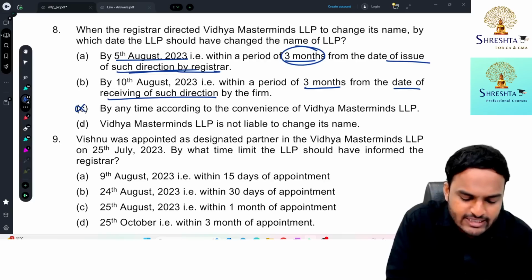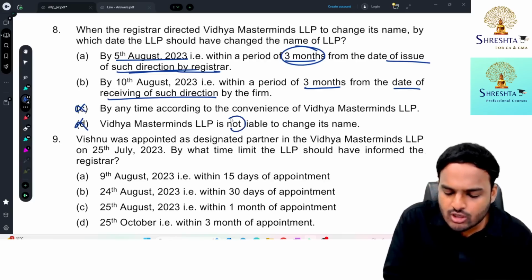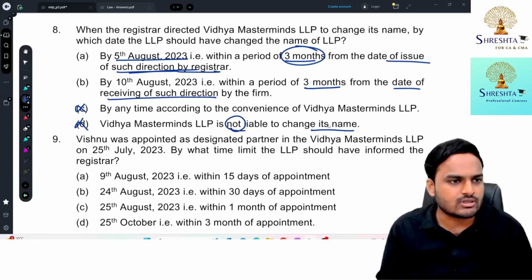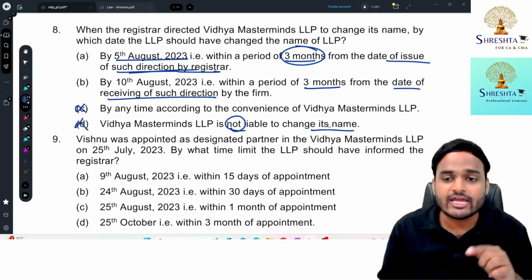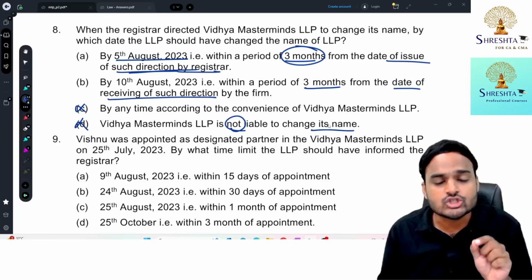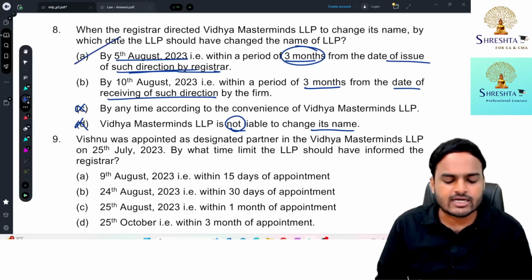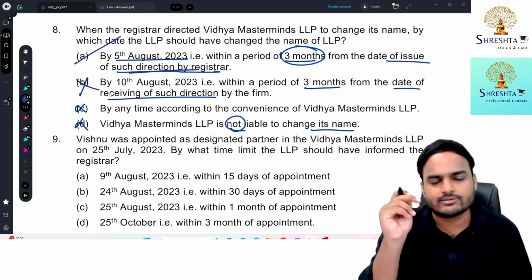Option C, option D, straight away wrong options. By any time, wrong option. Vidya Masterminds LLP is not liable to change its name, wrong option. Now students will face confusion between A and B. What is the provision telling? 3 months from date of issue. So option A is correct answer. Option B is wrong answer.